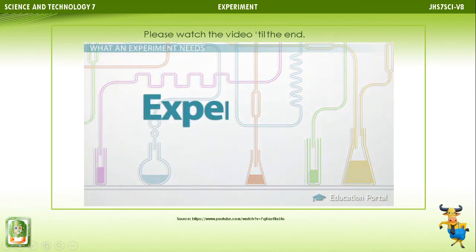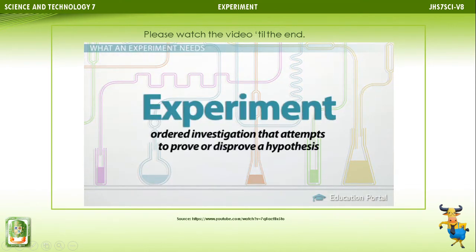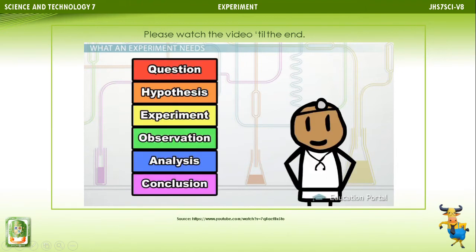A scientific experiment is an ordered investigation that attempts to prove or disprove a hypothesis. So its primary purpose is to test whether someone's prediction is correct. In designing experiments, scientists have to answer some pretty complicated questions, like, does my experiment answer the question I'm trying to solve? Does it adequately test my hypothesis? Can I make observations about the results of my experiment, and will I be able to analyze those results? Finally, if I run this test, will it allow me to come up with some kind of conclusion?